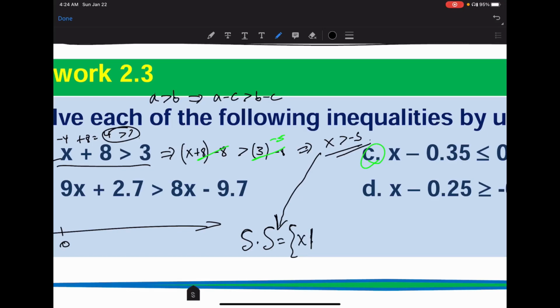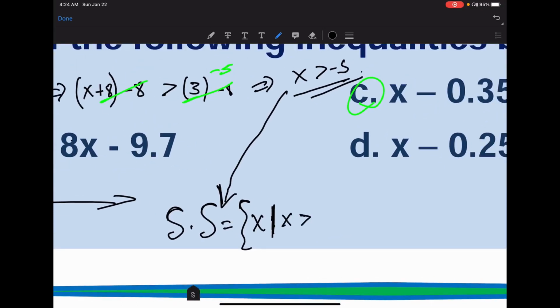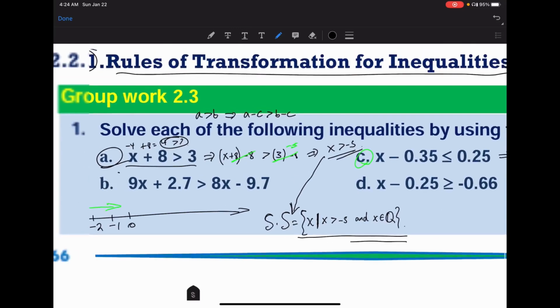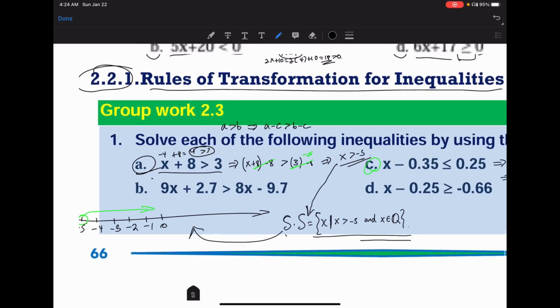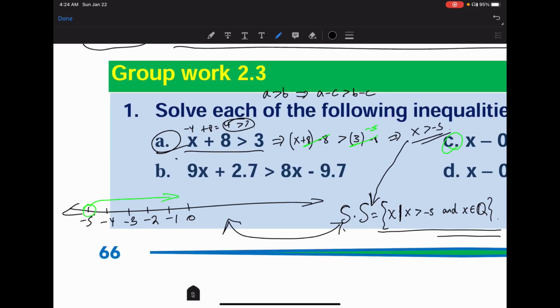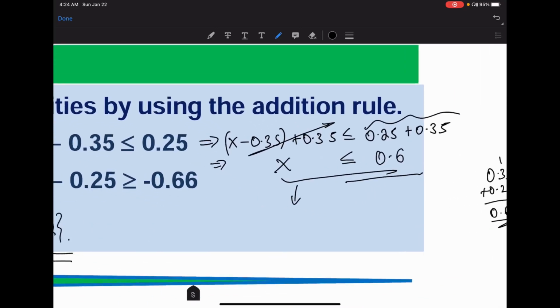Okay, or some people do it like this: x is such that x is greater than -5 and x is an element of the rational numbers. Any number — this is a large set — from negative 5 onward. This is our solution set, and it is almost the same thing. The numbers to the right of negative 5, including negative 5, satisfy 1a.